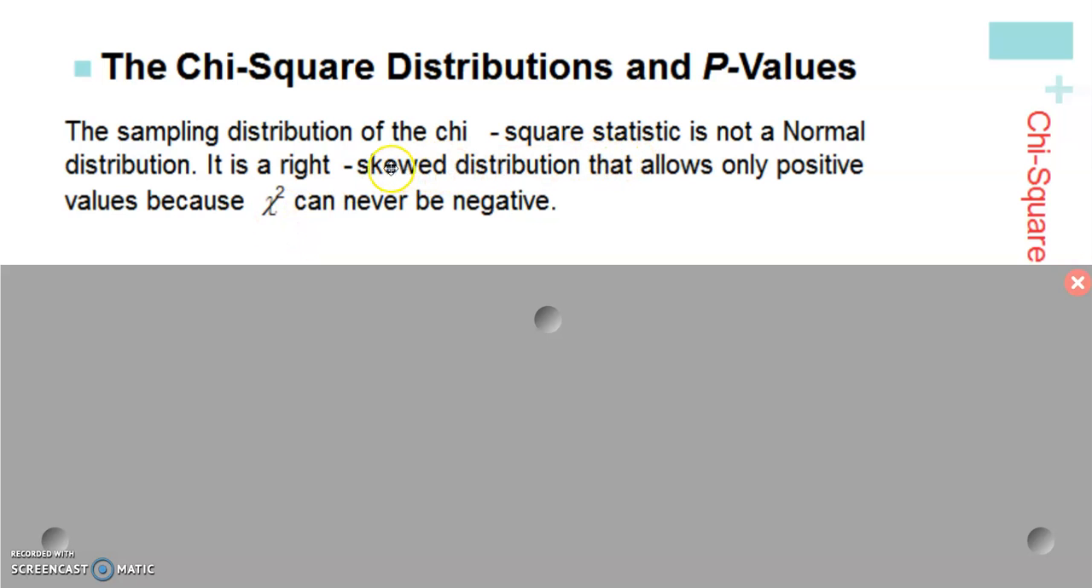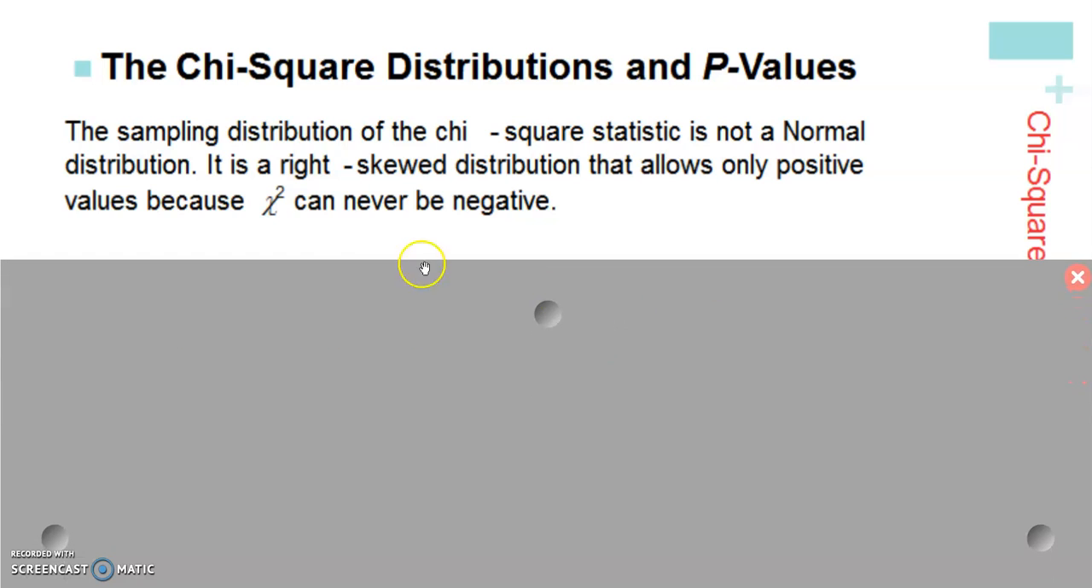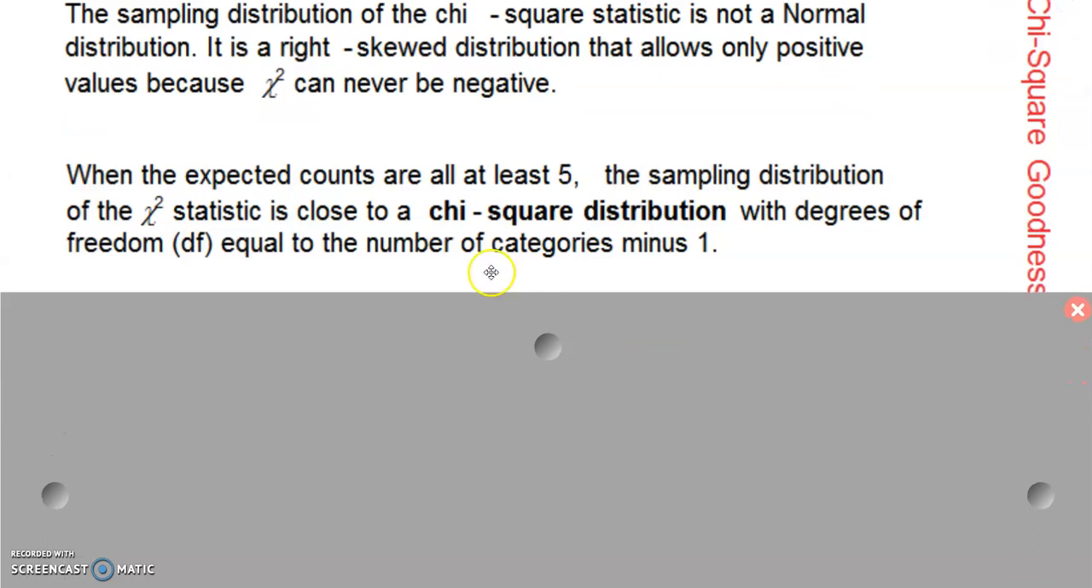One thing to understand is that this statistic is not a normal distribution. This is a right-skewed distribution, and you can only have positive values. So chi-squared can never be negative. When the expected counts are all at least 5, that's one of the conditions, the sampling distribution of the chi-squared statistic is close to a chi-squared distribution. This is a new distribution. We have the normal distribution, we have the t-distributions, and now we have chi-squared distributions.